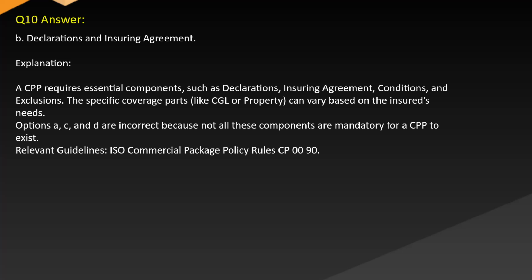Answer: B. Declarations and insuring agreement. Explanation: a CPP requires essential components such as declarations, insuring agreement, conditions, and exclusions. The specific coverage parts like CGL or property can vary based on the insured's needs. Options A, C, and D are incorrect because not all these components are mandatory for a CPP to exist. Relevant guidelines: ISO Commercial Package Policy Rules CP090.